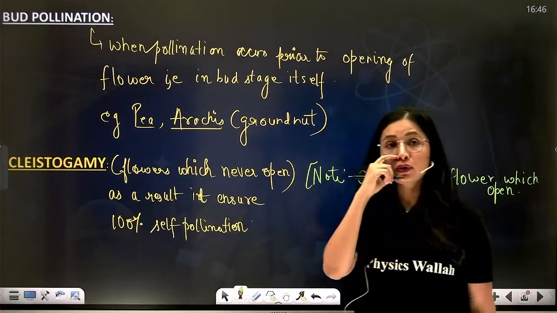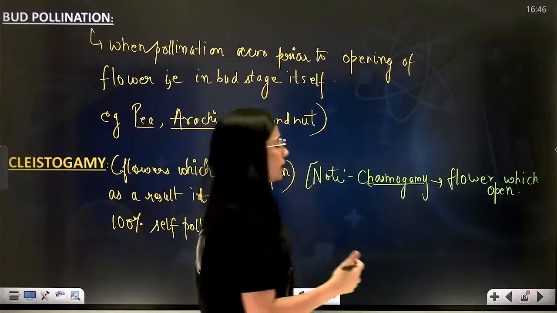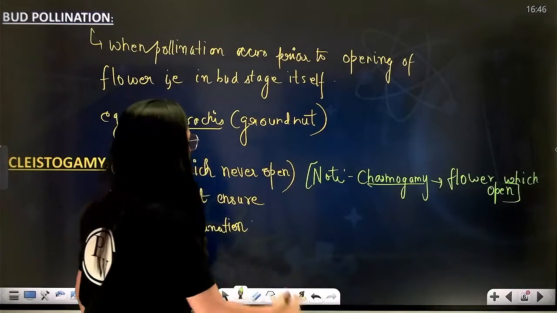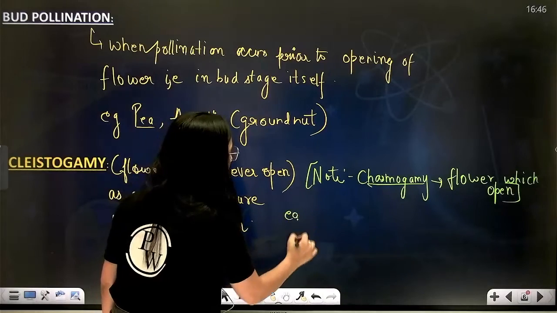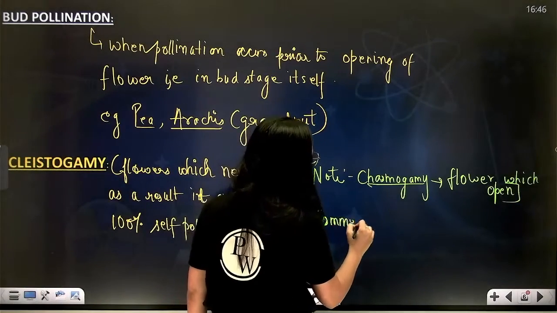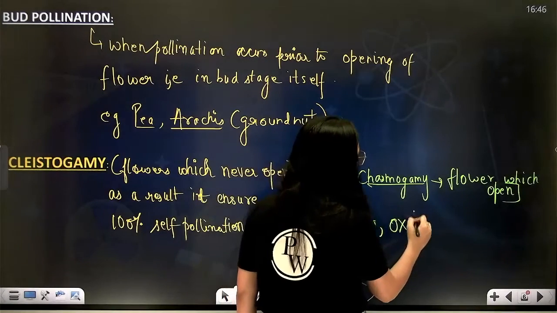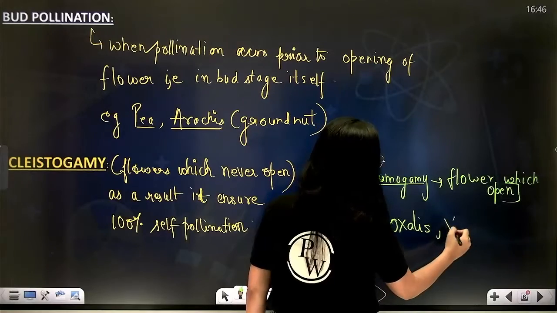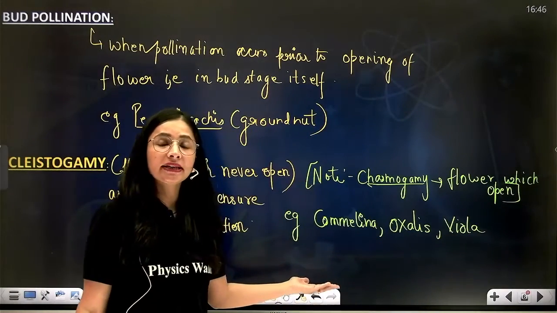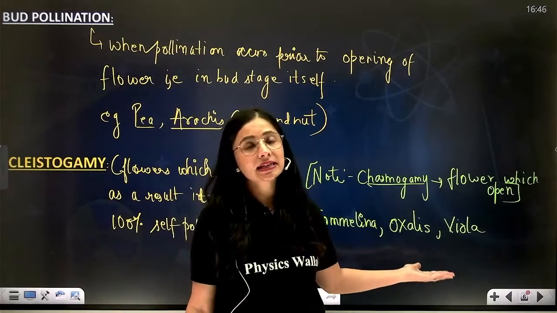Right? Your rose, sunflower, they all open. They do not remain in bud stage. So they are chasmogamous flowers. Now examples of cleistogamy, the plants which promote cleistogamy are Commelina, Oxalis, and Viola, which is commonly called common pansy. All these three, they have both types of flowers, cleistogamous as well as chasmogamous.